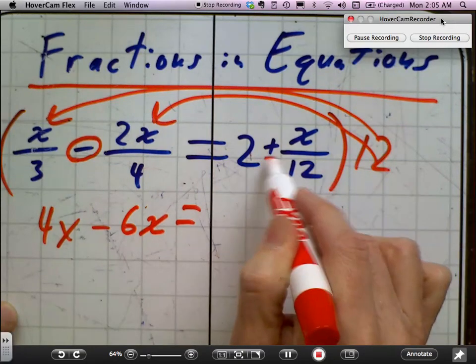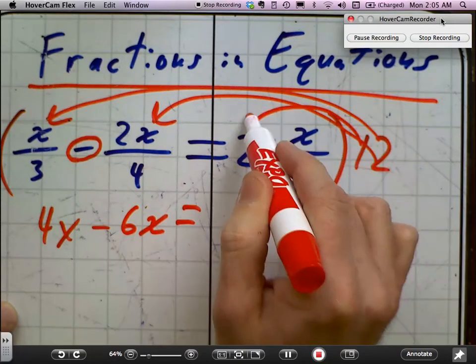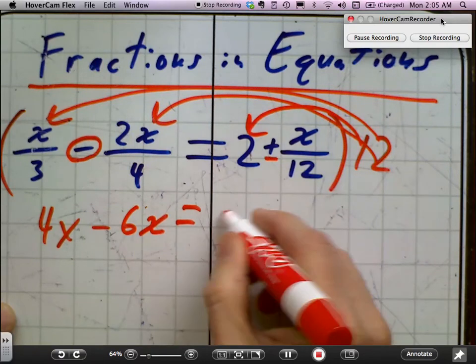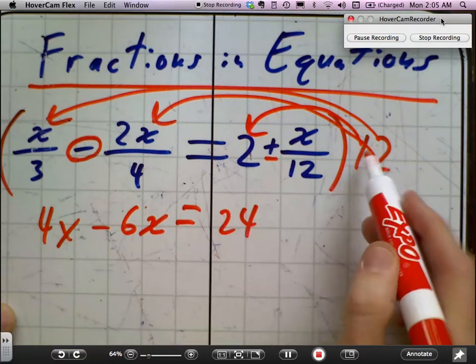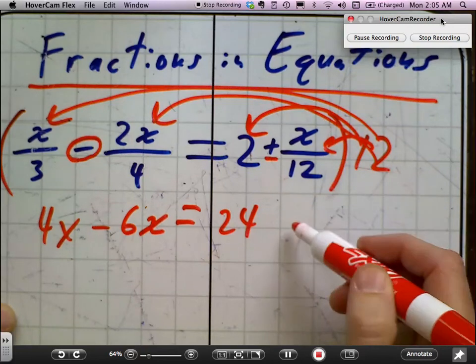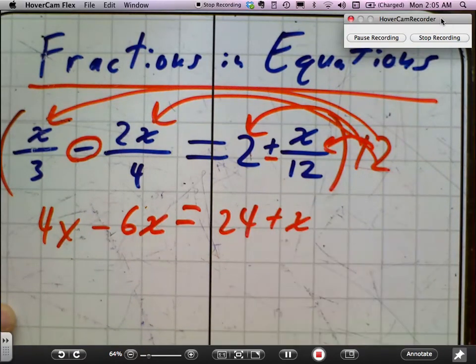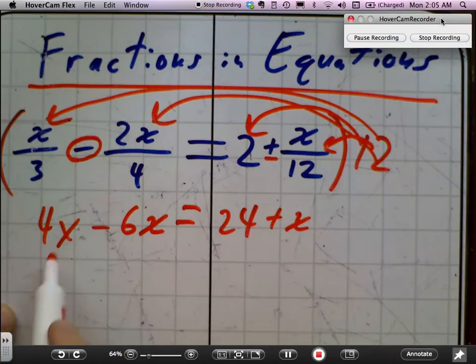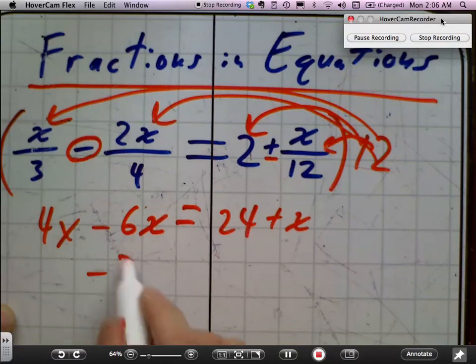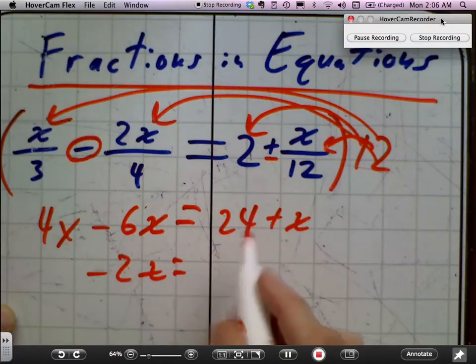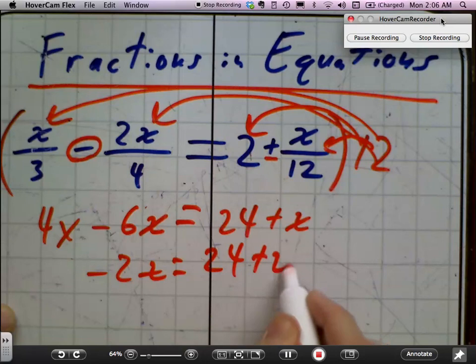Remember, this is separated by a plus sign, so we need to multiply the 2 by 12 as well. That'll give us 24. And when I multiply this one, the 12 divided by 12 is simply 1, so all we're left with is x. You'll notice this becomes pretty easy now. We can just bring all the x's to one side. 4x minus 6x should be negative 2x. We've still got 24 plus x.